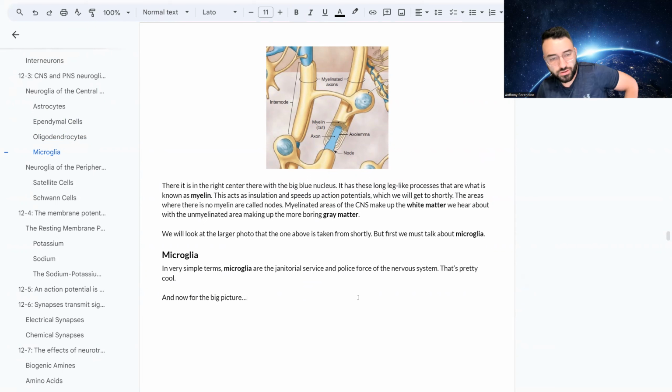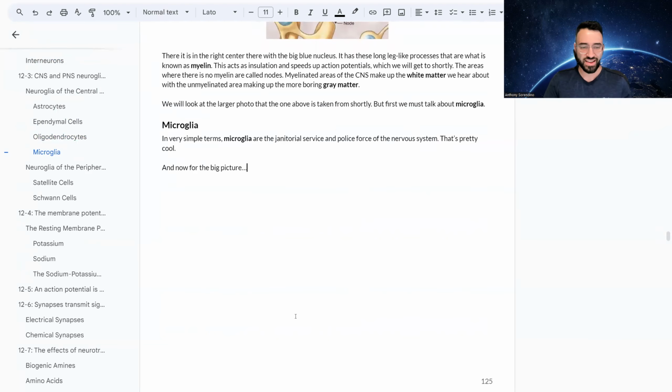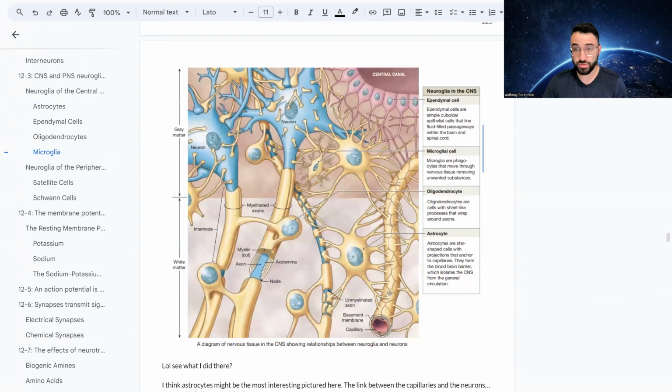Let's just see here. Could be microglia. Microglia. Okay, whatever. All right, so now for the bigger picture. See what I did there?